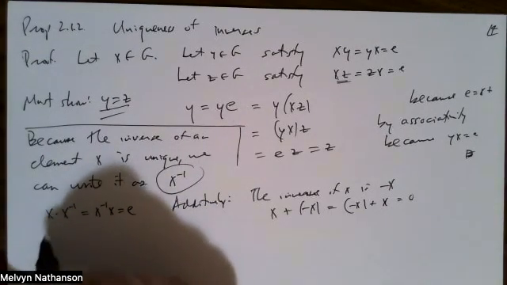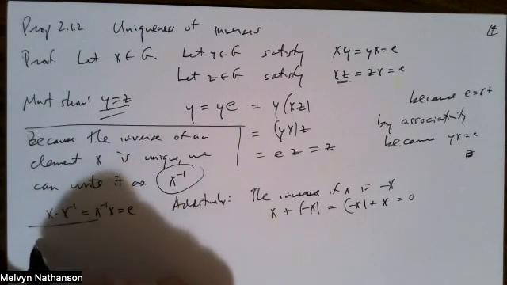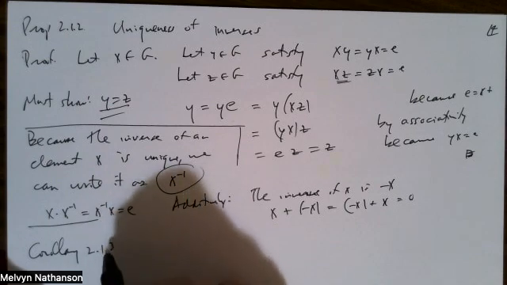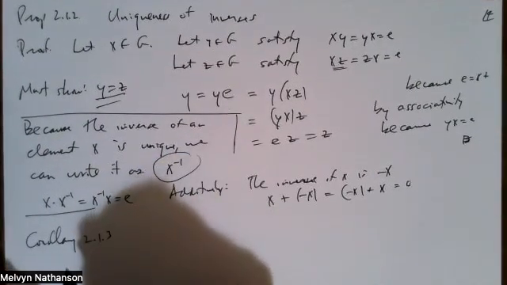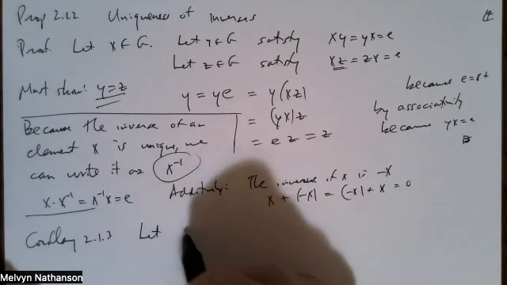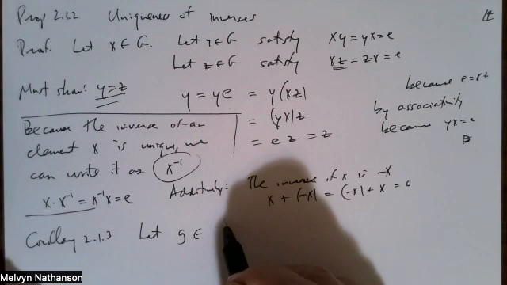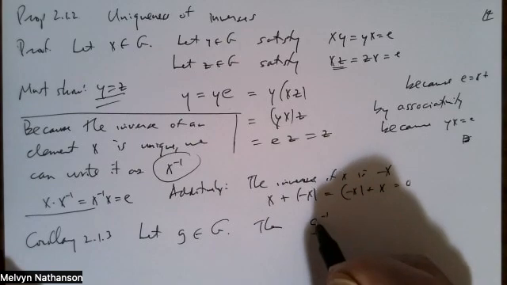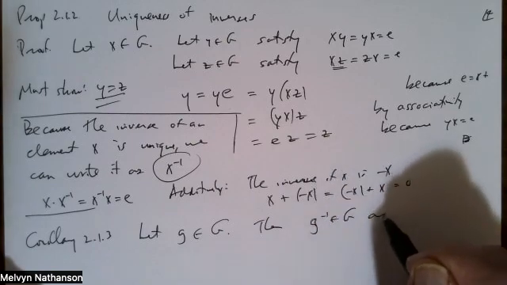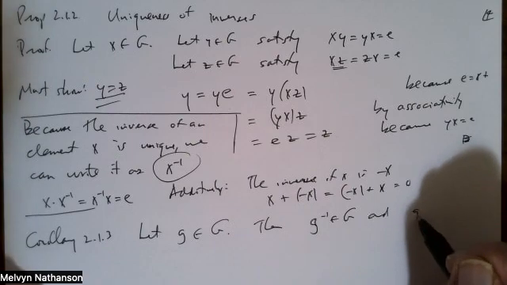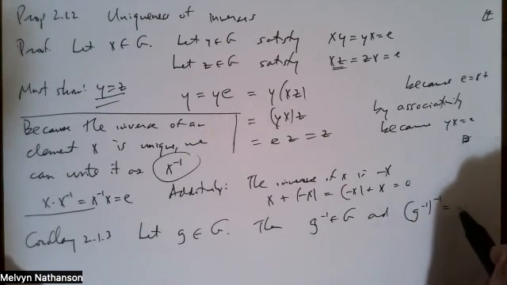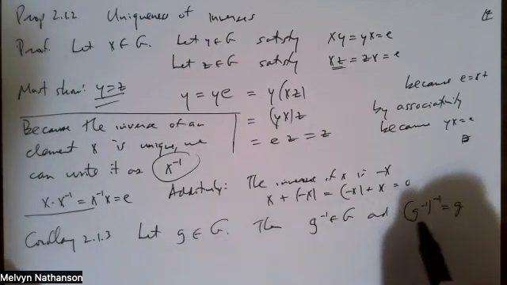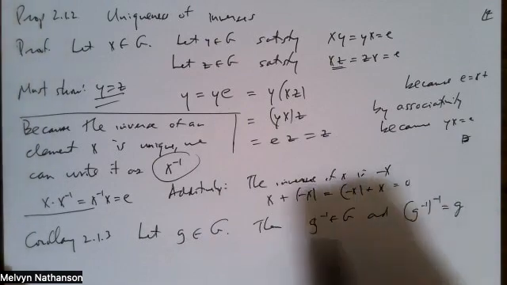What's another? Well, let's say this is a corollary of what we just proved. In the nomenclature in the text, corollary 2.1.3: let G be in the group capital G. Then there's an inverse, G inverse, in G. And what is the inverse of G inverse? G inverse inverse is G. So this operation of taking the inverse, if you do it twice, brings you back to the element.